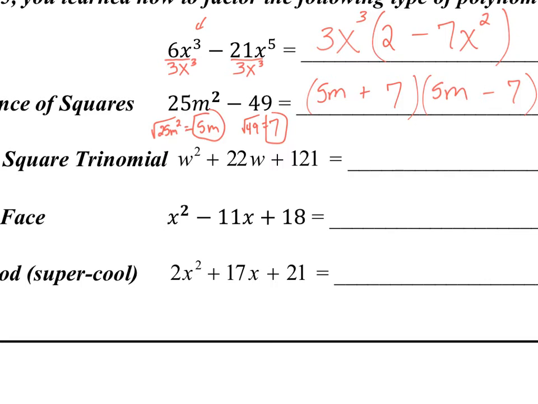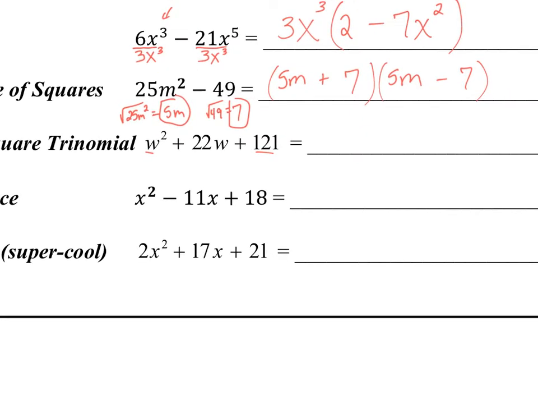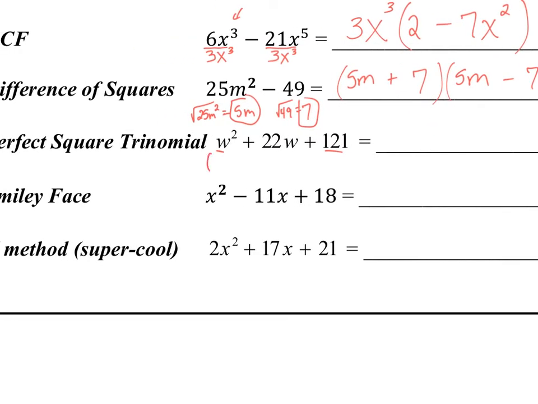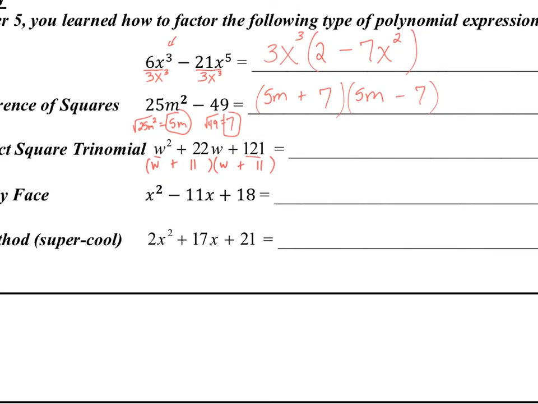Perfect square trinomial is a trinomial, so 3 terms, and the first and the last term are perfect squares. So when you factor this, if we think about how we factor, 2 parentheses, what multiplies to w squared, w times w, and what multiplies to 121, 11 times 11. And both of these are plus signs. So w plus 11 times w plus 11. And what makes this special is that we can write this as w plus 11 squared.